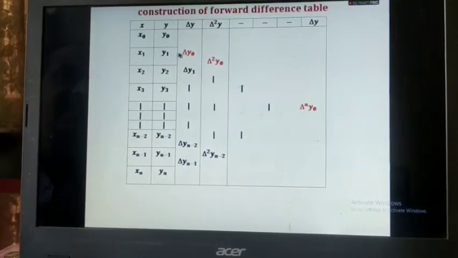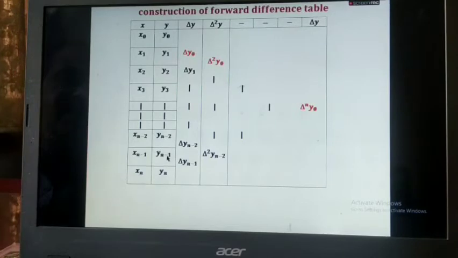What is delta y0? It is the difference y1 minus y0. What is delta y1? It is the difference y2 minus y1. Similarly, delta y2 is y3 minus y2, and so on. What is delta yn minus 2? It is the difference yn minus 1 minus yn minus 2. What is delta yn minus 1? It is the difference yn minus yn minus 1. Okay, so this is the first difference.